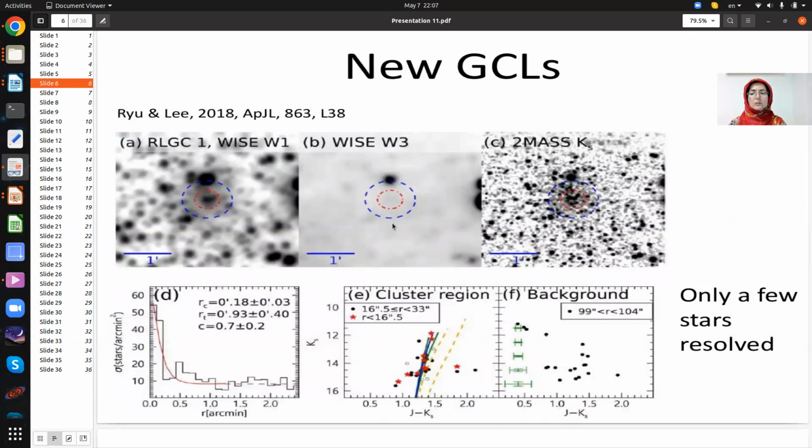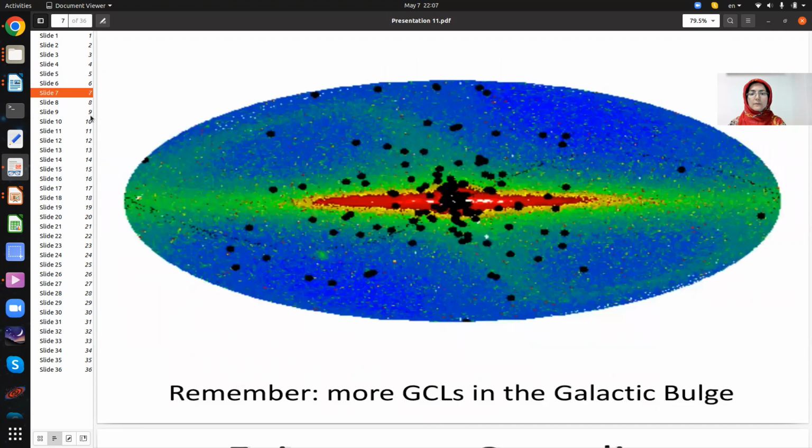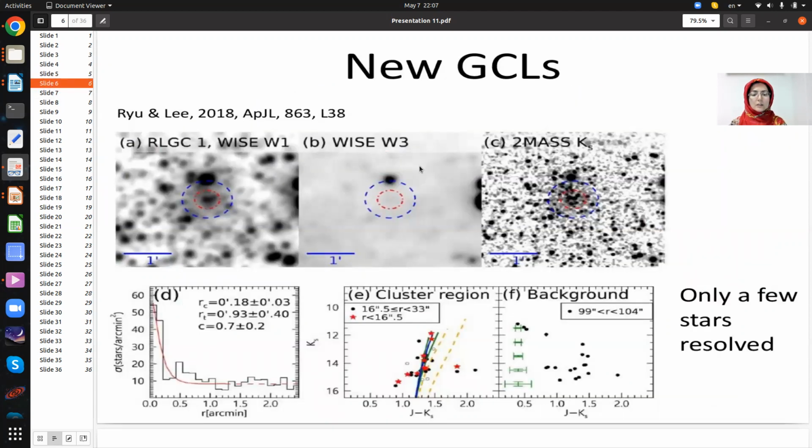And here also, it is the core of the globular cluster. You see different regions with different filters and telescopes, and only a few stars resolved. You see the cluster region and background. We can say that in open clusters, we can resolve the core easily, but for globular clusters, no, it's not easy to resolve the core.